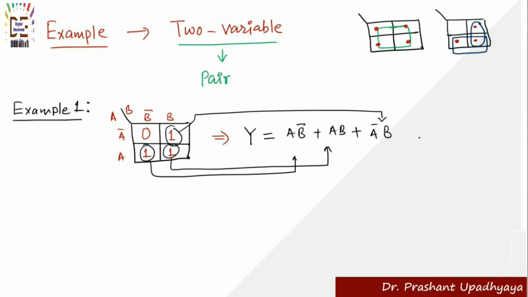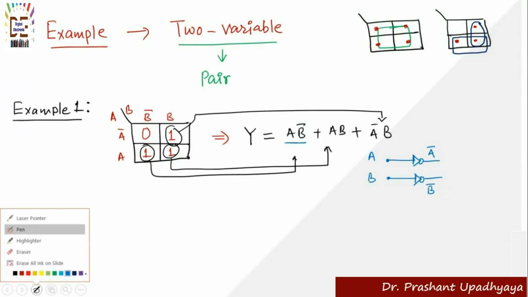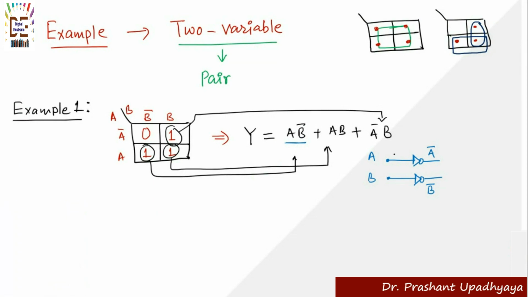So let me draw. Let's say we have got this A and I have got B here. If I put a NOT gate, I will be getting A bar here, and I will be getting a B bar here. So how will I get this A B bar? For this, I require this function A and B bar. How will I get this AB? I will be getting this AB like this.